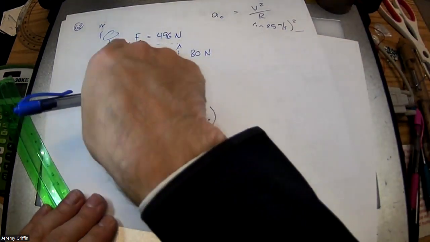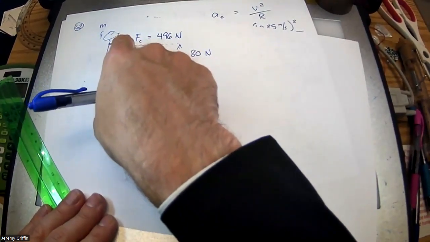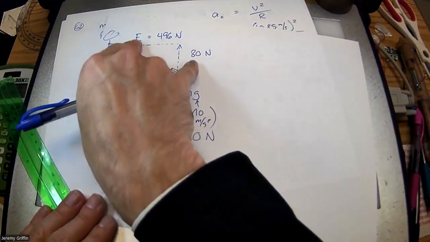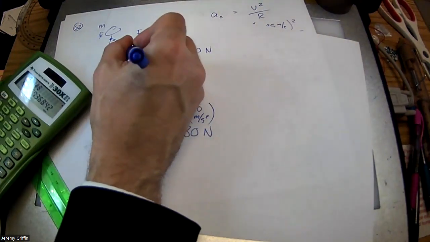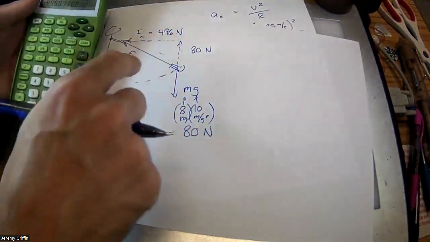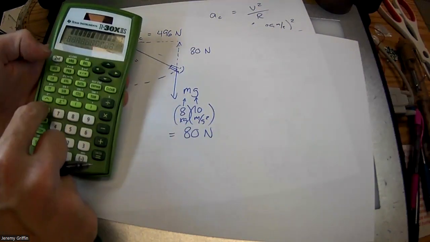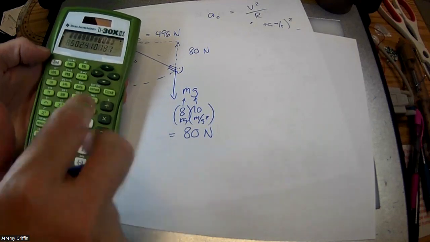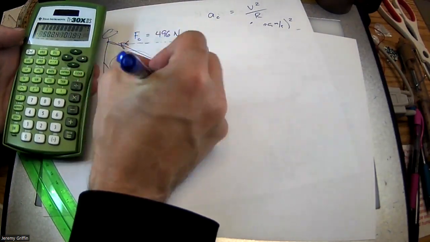And the actual tension would be greater than the centripetal force. Not much greater, but a little bit greater because of that triangle. Can you guys do the Pythagorean theorem between these two? So let's see what the actual tension is. Force of tension is, well, it's Pythagorean theorem. So what's the square root of 496 squared plus 80 squared? I'm getting 502 newtons. So there you go.